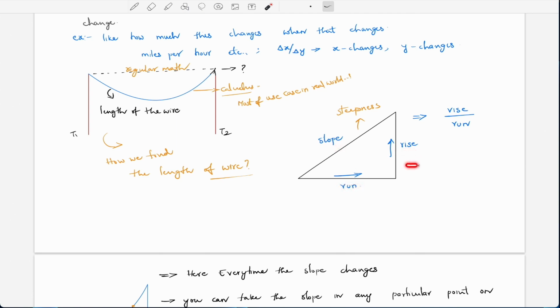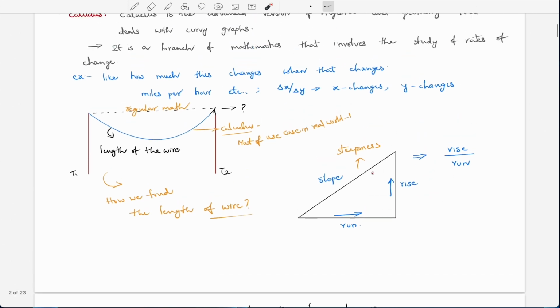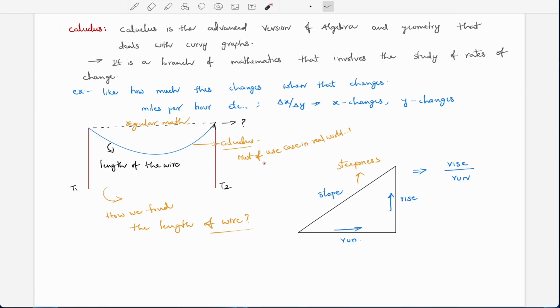If we have data points, we're going to plug them into this formula. So we have the x value, y value, x1, y1, etc. We plug into this formula and we get the slope of this triangle. Okay, I hope you have a basic idea of this calculus.